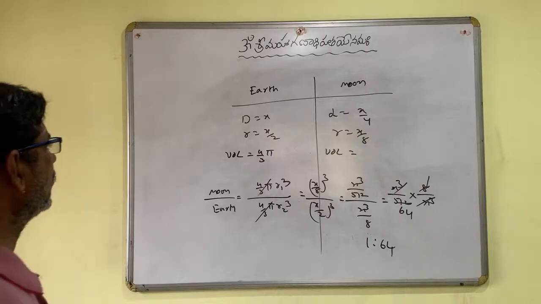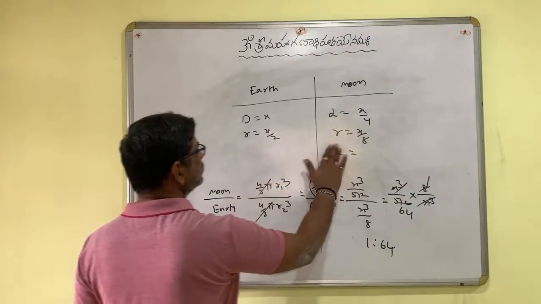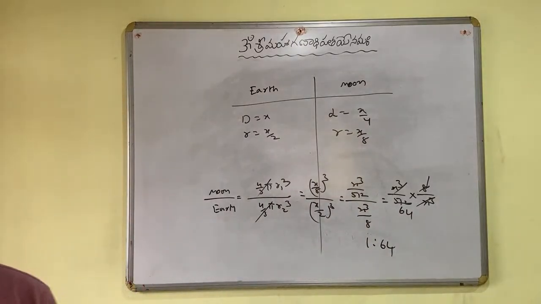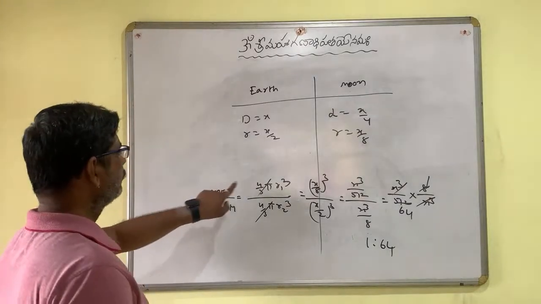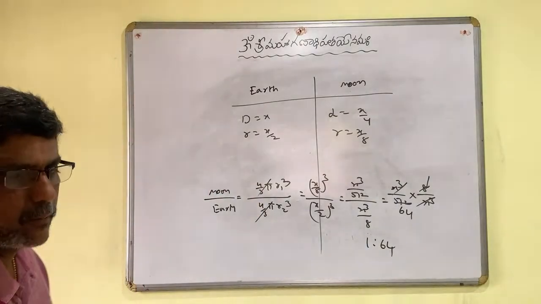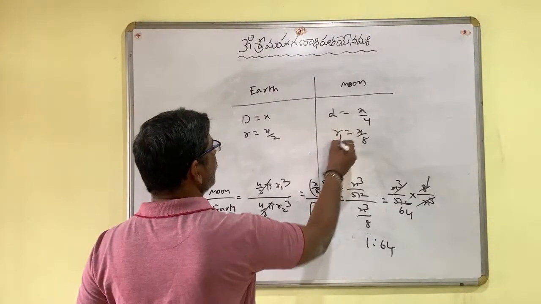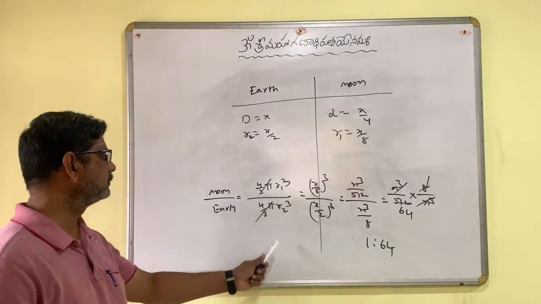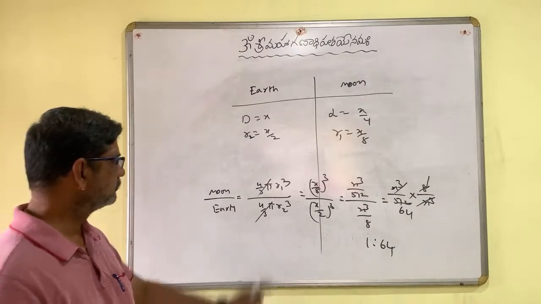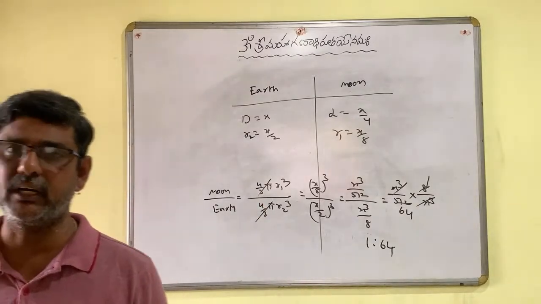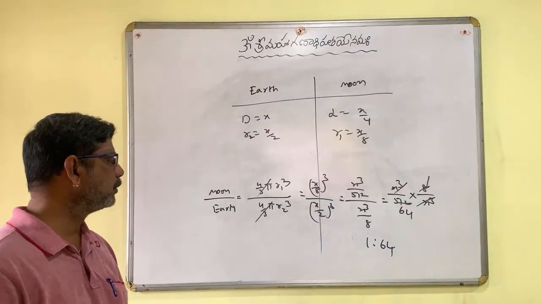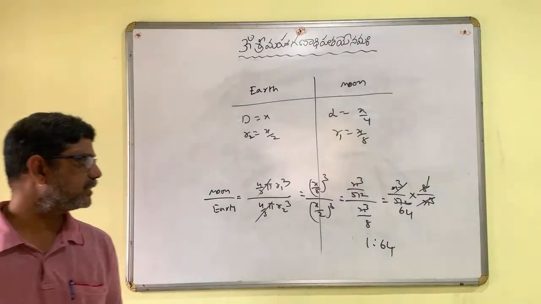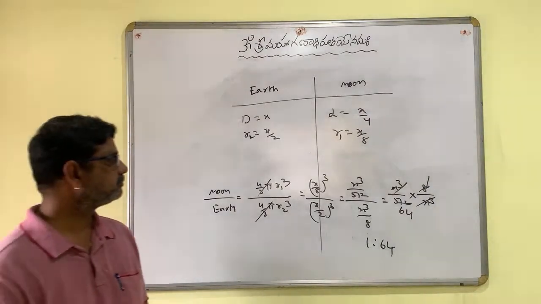You don't need to work so hard to find the volume. This is unnecessary. It will finish faster. Volume of Moon is 4 by 3 pi r1 cube. This is r1, let the other be r2. 4 by 3 pi r1 cube, 4 by 3 pi r2 cube. 4 by 3 pi, 4 by 3 pi get cancelled. r1 cube by r2 cube, x by 8 whole cube. r1 is x by 8, r2 is x by 2.